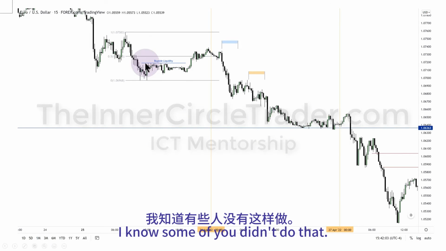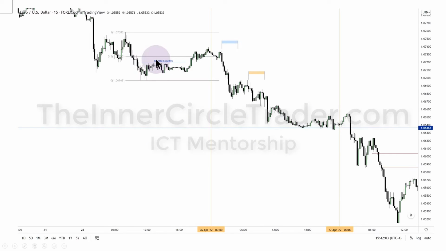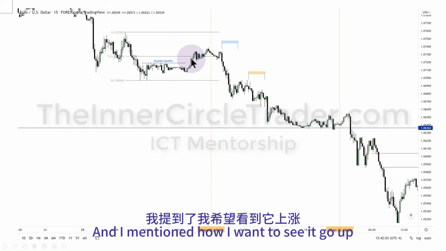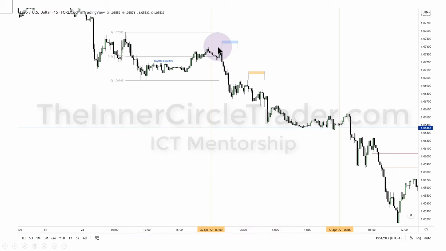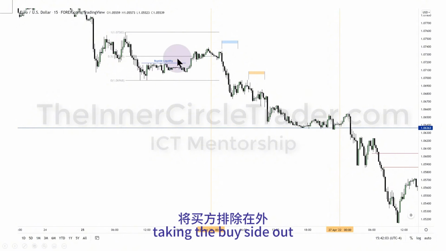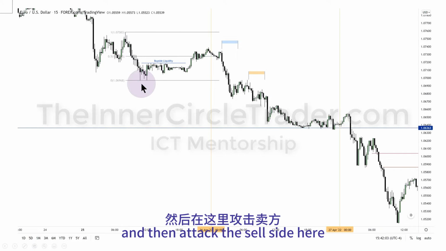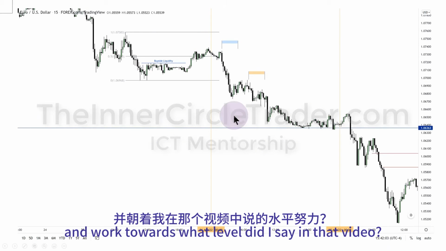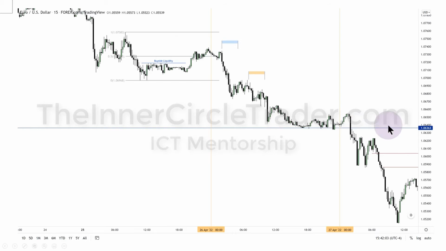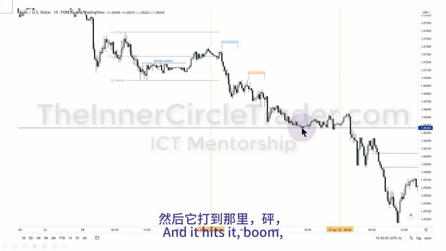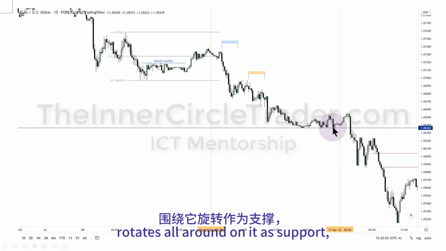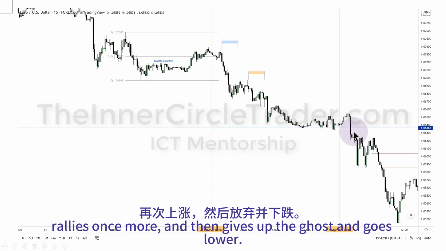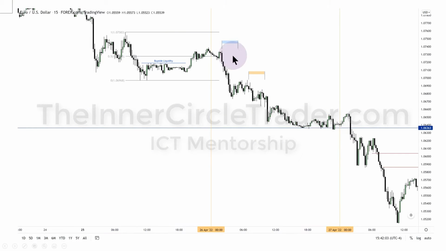All right, I know some of you didn't do that. Buy side is here, and I mentioned how I want to see it go up and rally overnight into London, taking the buy side out, and then attack the sell side here and work towards what level did I say in that video? That level right there. And it hits it. Boom. Hammers it. Rotates all around on it as support. Rallies once more. And then gives up the ghost and goes lower.